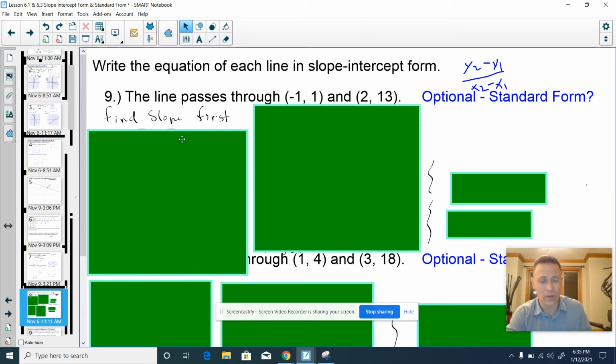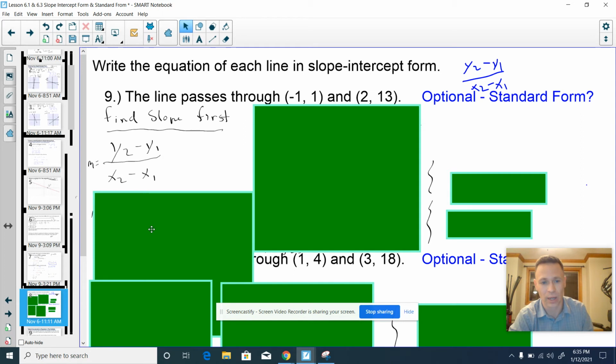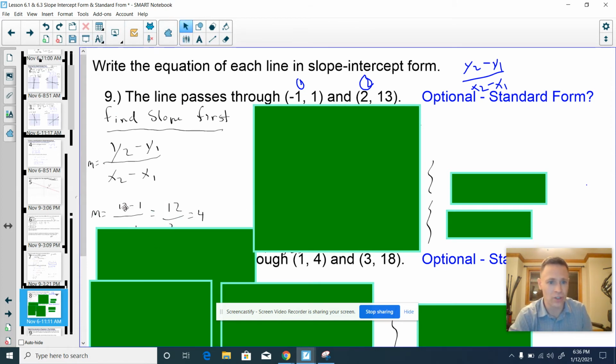All right, what do we have to do? First thing we're going to do is find that slope. We're going to use the formula y2 minus y1 over x2 minus x1, right? So I'm going to substitute those values in. This would be my first point, I'd call that my 1s. I would call this my 2s, right? So if I do that, then y2 is 13, y1 is 1. x2 is 2. It's going to be minus, right? Subtract, and then a negative 1 for my x1.